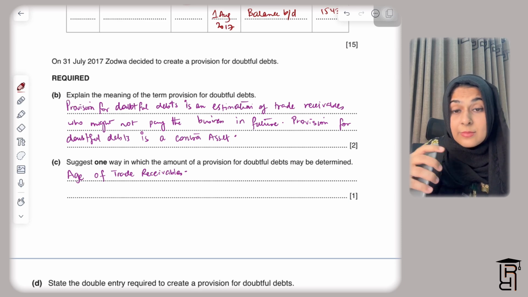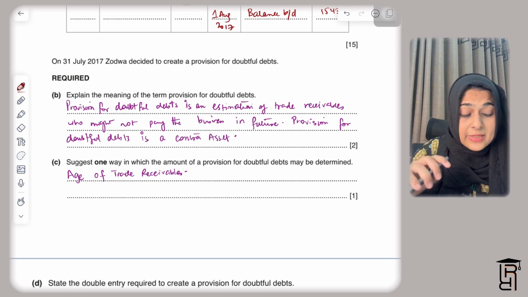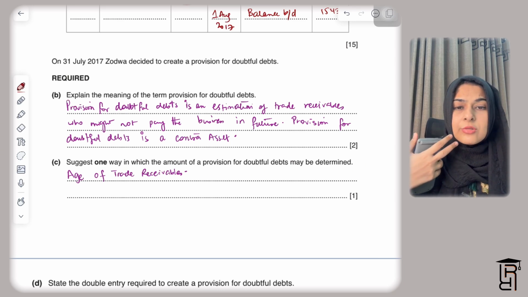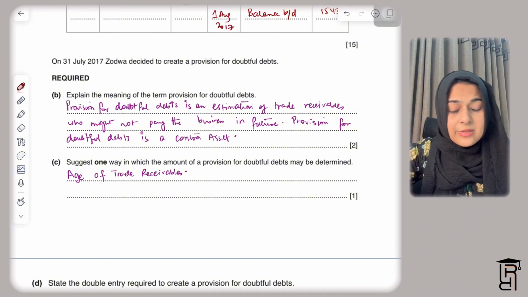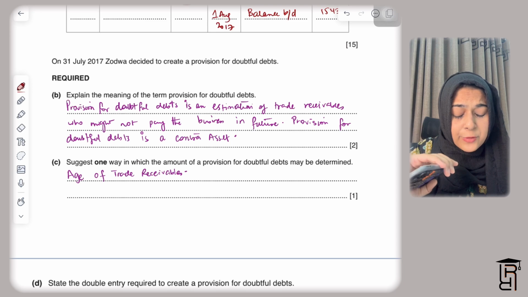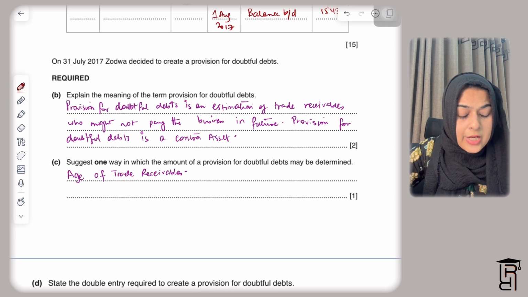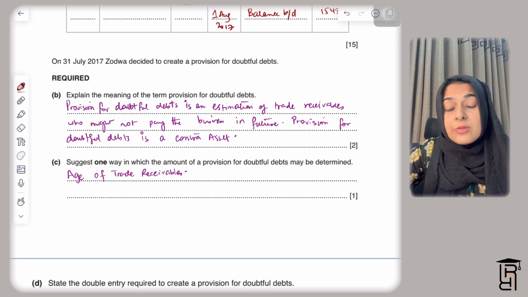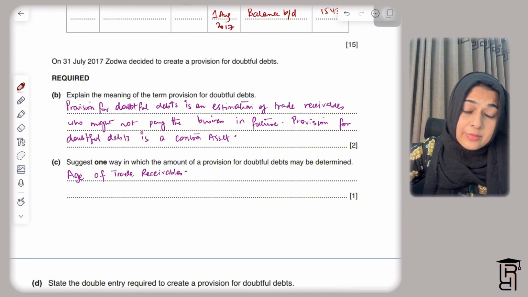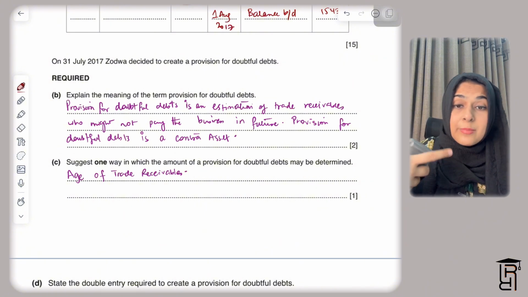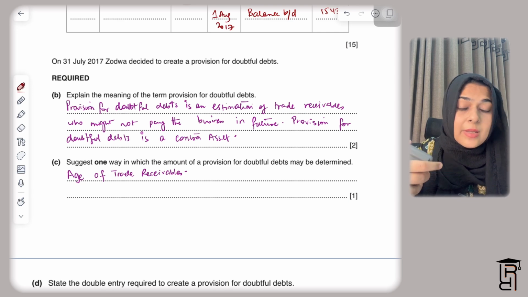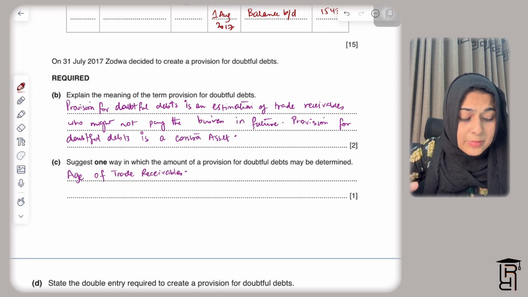So provision for doubtful debts is an estimation of those trade receivables who might not pay the business in future. So it's like you're trying to predict the future, that some of these trade receivables might not pay us. The provision for doubtful debts is a contra asset account. Then they're saying suggest one way in which the amount of provision for doubtful debts may be determined. So the age of trade receivables. The older the trade receivable, the greater the expectation is that they might not pay us. So if the trade receivables have not paid us for a very long time, it is expected that they might not pay us. So age of trade receivables is one way in which provision for doubtful debts may be determined.